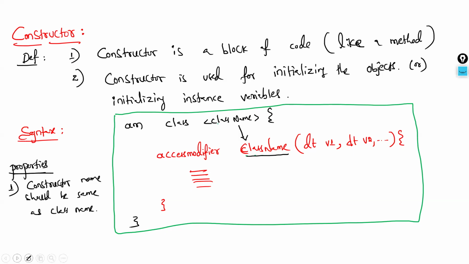Next property. What is the constructor definition that we have seen? Constructor is like a method. A method header will have what? Access modifier, then followed by return type, right? Do we have any return type for a constructor? No, only access modifier. Like a method name, the class name is there, but do we have any return type there? So that's the second property: constructor should not have a return type.